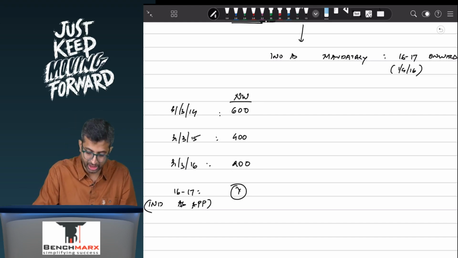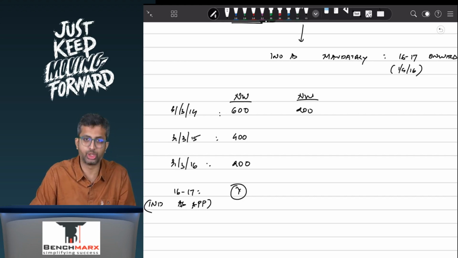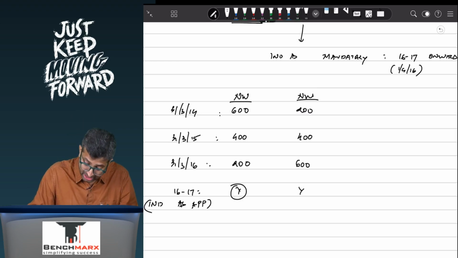Ind AS was applicable. On the other hand, let us say the net worth on the cutoff date was merely 200. Then it moved to 400 and then it moved to 600. Now, in the year 16-17, will it be applicable? The answer is still yes.